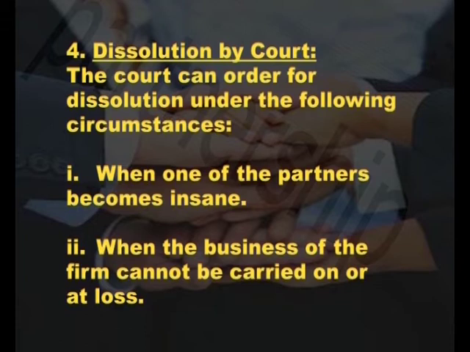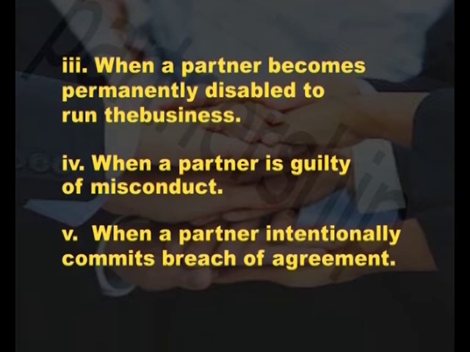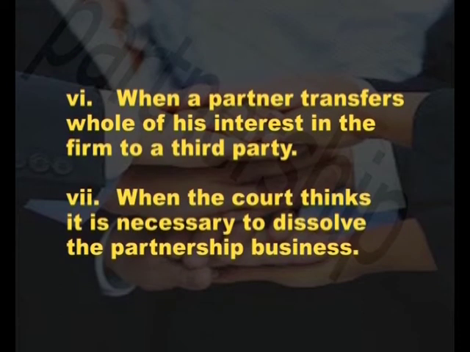The first one, when one of the partners becomes insane. Second point, when the business of the firm cannot be carried on or is at a loss. Third point, when a partner becomes permanently disabled to run the business. Fourth one, when a partner is guilty of misconduct. Fifth one, when a partner intentionally commits breach of agreement. Sixth one, when a partner transfers the whole of his interest in the firm to a third party. Seventh one, when the court thinks it is necessary to dissolve the partnership business.